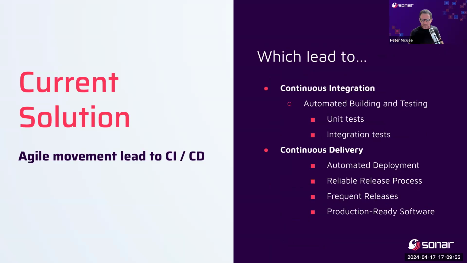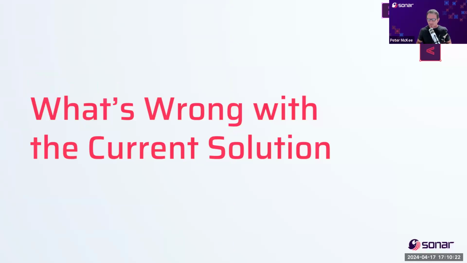So we automated our builds and our tests, and we ran unit tests and integration tests. And then we said, well, this is great. Let's do continuous delivery. Let's continuously integrate, build and run our tests. That works. And let's continuously deliver into production, right? So we automated our deployments. We built reliable release processes so we can release more frequently, and we can get to production ready code quicker, right? And so what's wrong with this?